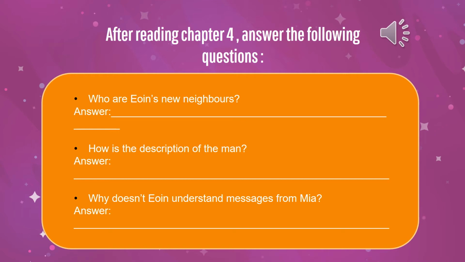All right, guys. Now that you read chapter 4, it's time to answer the following questions. 1. Who are Owen's new neighbors? 2. How is the description of the man that is living now in the house next door? And 3. Why doesn't Owen understand messages from Mia? You have to answer this in your copybooks.